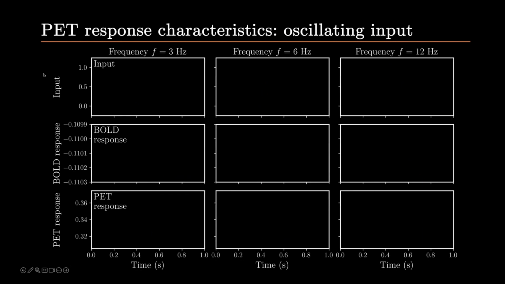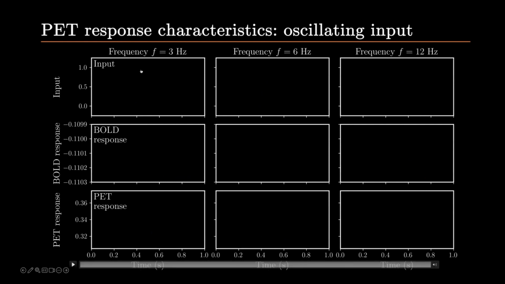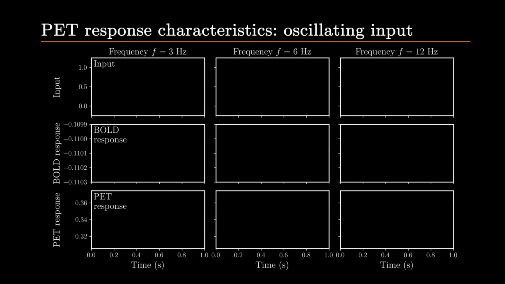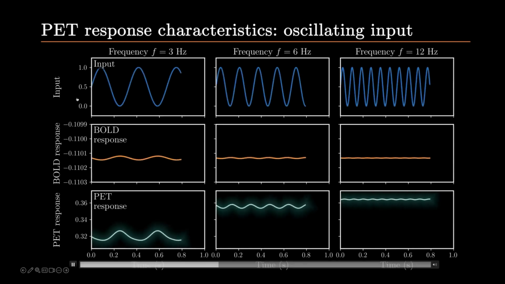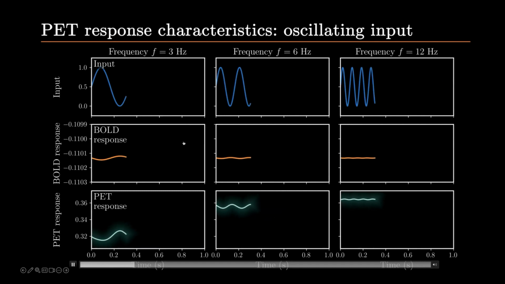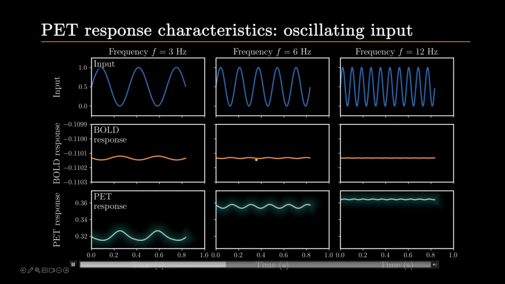What about oscillating input? Let's try to take some artificial input, which is simply made out of sinusoidals with different frequency, and plug this into our BOLD model, which we have already in TVB, and in this new PET model. And let's start on the left side, where we have a 3 Hertz oscillating sinusoidal input. We can see the BOLD response also oscillates with the same frequency, almost.